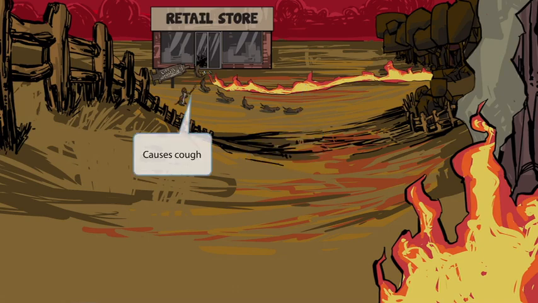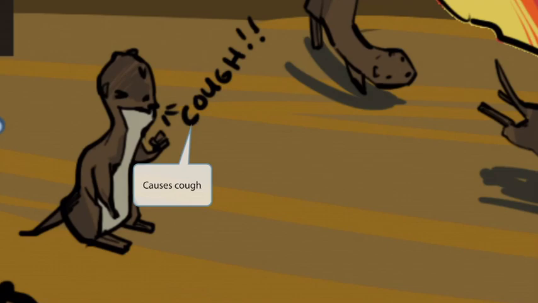But look at this poor weasel. All the fire and smoke is causing him to cough. You really shouldn't feel bad for him though. The fire and the smoke he's coughing on was caused by him and all his little weasel friends. And this coughing weasel represents the fact that measles can cause a cough. So coughing weasel for coughing in measles.